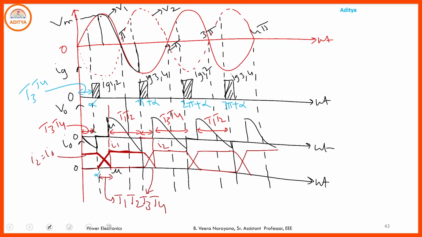If there is no source inductance, from pi to pi plus alpha, we have the continuous negative pulse. But due to the presence of the source inductance, from pi plus mu to pi plus alpha, in this portion, the output voltage is 0. From pi plus alpha to pi plus alpha plus mu, the output voltage is 0. So how much voltage will be dropped due to the presence of the source inductance? We will find out now.